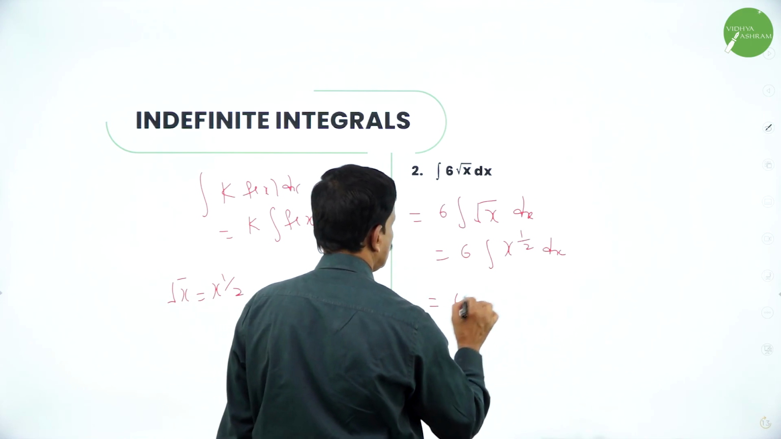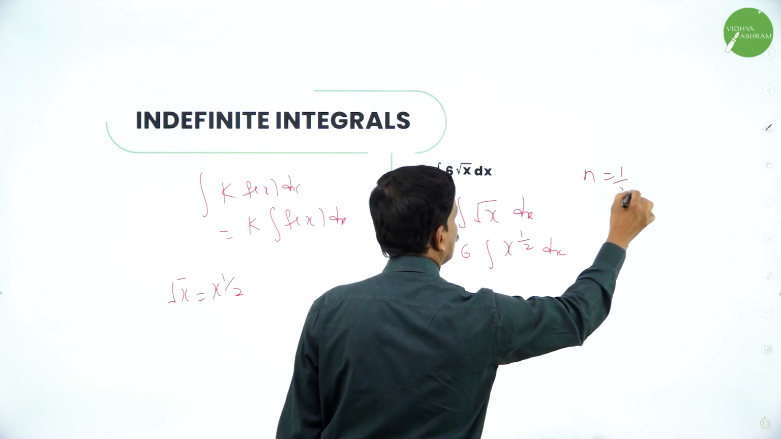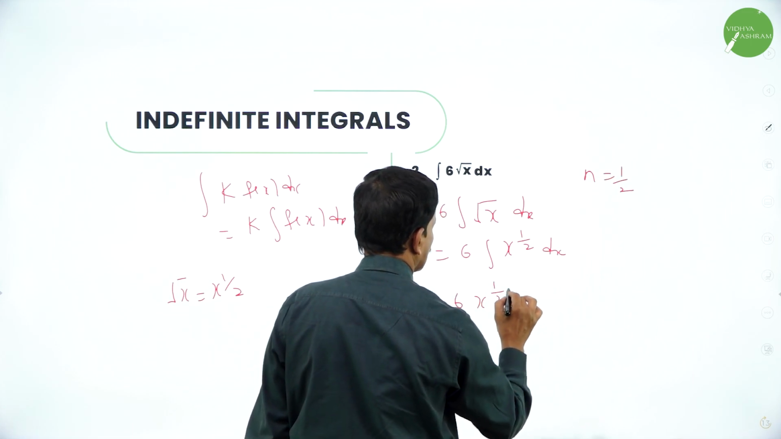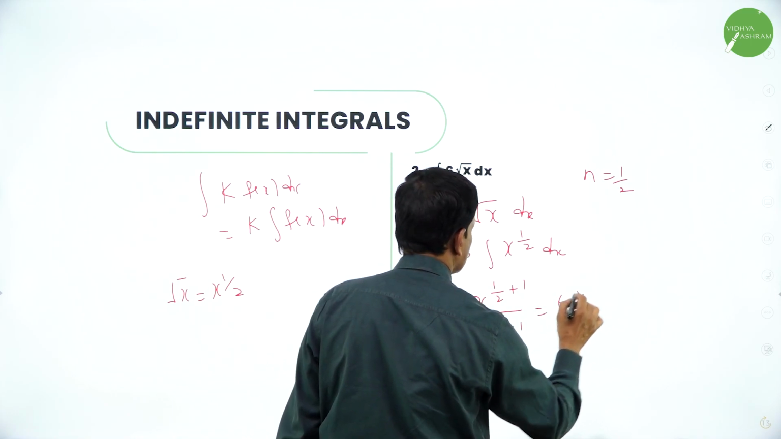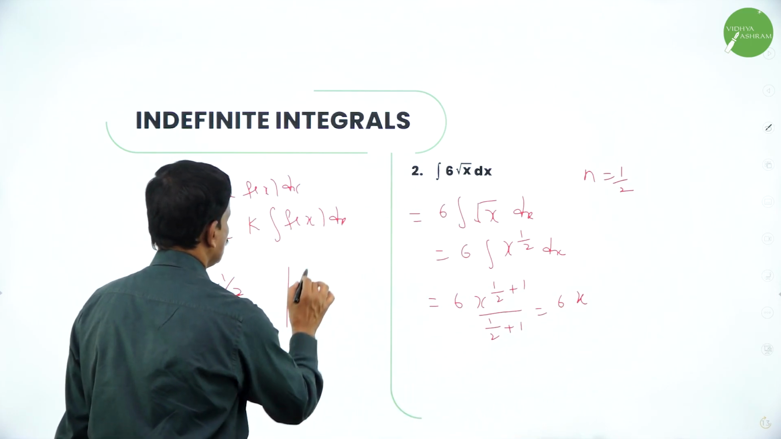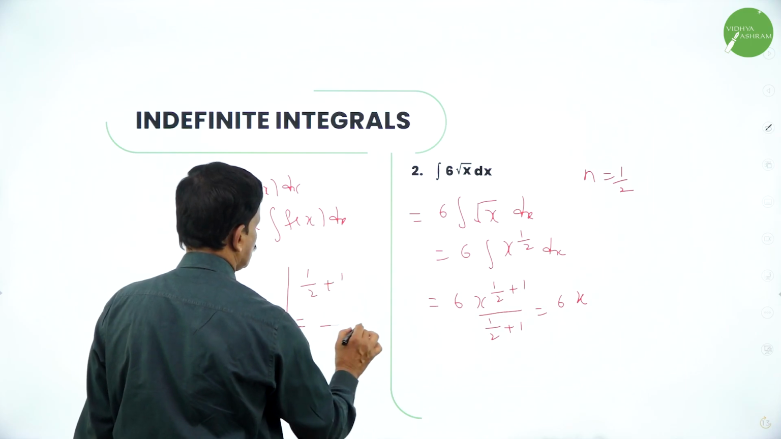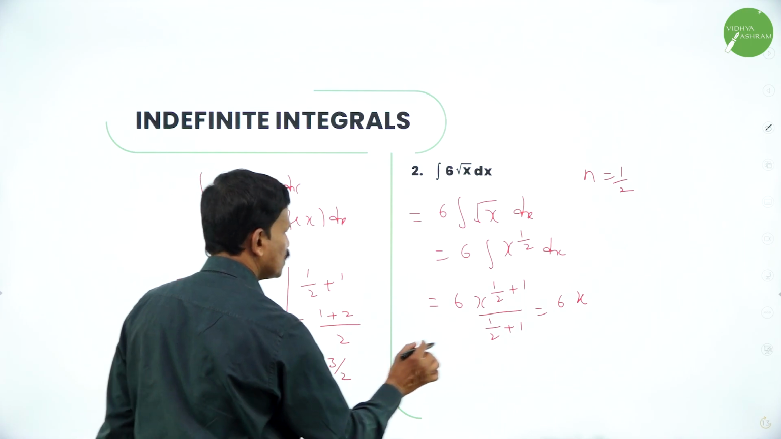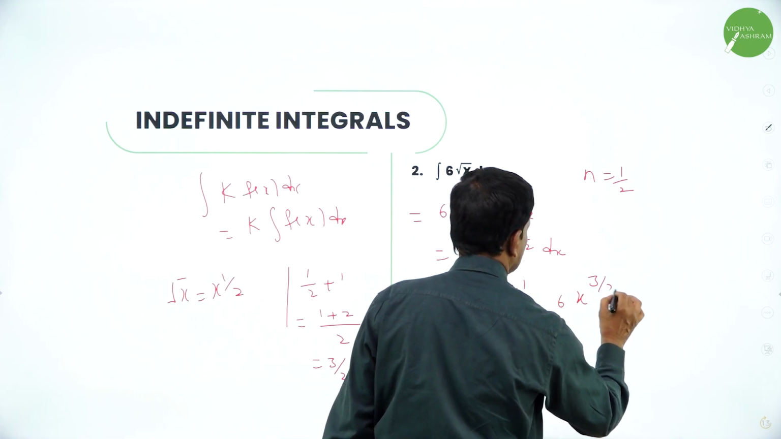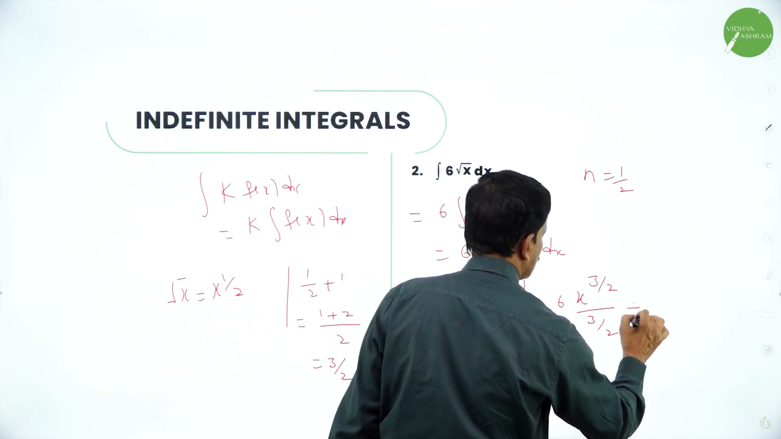So here, what is the value of n? n is equal to 1 by 2. x to the power of 1 by 2 plus 1 divided by 1 by 2 plus 1, 6 into x to the power of, take LCM. So 1 by 2 plus 1, 2 is the LCM, 1 plus 2 ones are 2 plus 1, that is 3 by 2. x to the power of 3 by 2 divided by 3 by 2, plus c.